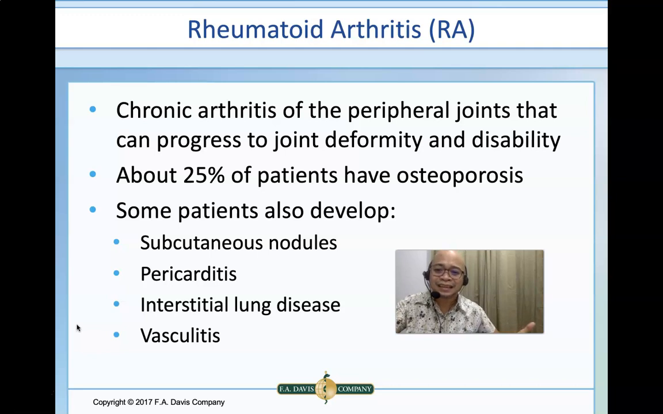So what are the signs of having rheumatoid arthritis? There would be subcutaneous nodules. Kaya meron kayong makikita sa mga joints na mga bukol-bukol, pericarditis, interstitial lung disease, and even vasculitis. When you say vasculitis, it is the inflammation of the blood vessel.